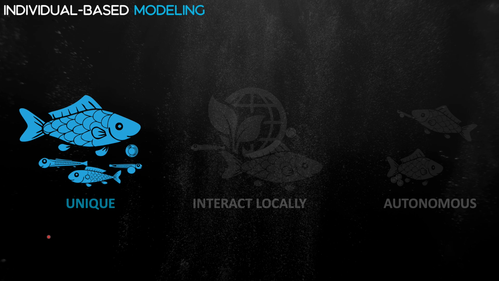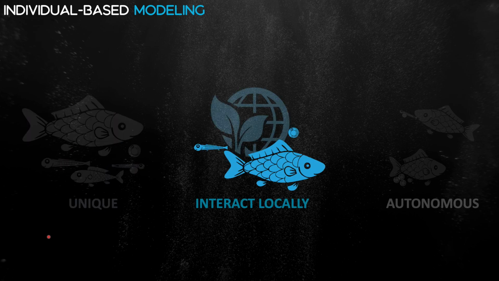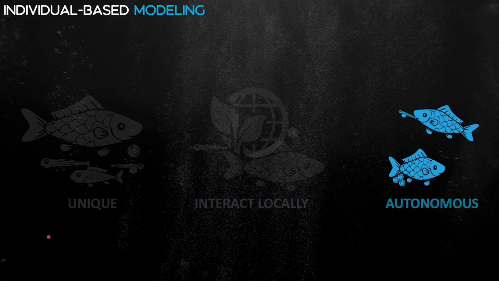Being unique implies that agents are usually different from each other with different characteristics such as size, life stage, location, resource reserves, and history. Locally interacting means that agents usually do not interact with all other agents, but only with their neighbors in geographic space. And finally, being autonomous implies that agents act independently of each other and pursue their own objectives.